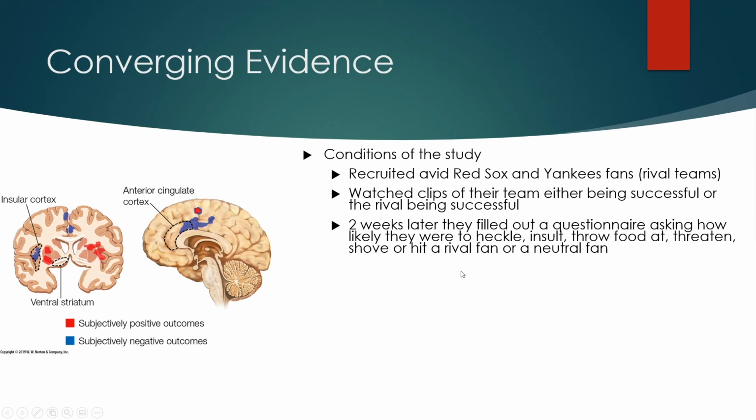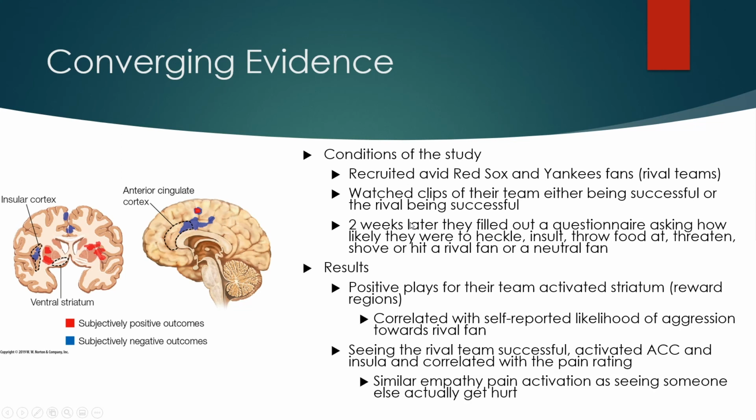Then they came back two weeks later and filled out a questionnaire about how likely they were to heckle, insult, throw food at, threaten, shove, or hit a rival fan or a neutral fan. So kind of interesting what they decided to ask them about. But what they found was that the reward regions, the striatum and nucleus accumbens area, with the nucleus accumbens right above the striatum here, were really active when their team was successful. And for some reason, when their team was successful, it was correlated with self-reported likelihood of aggression towards rival fans.